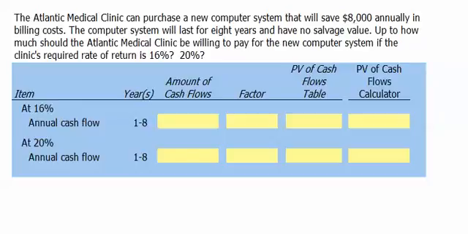The Atlantic Medical Clinic can purchase a new computer system that will save $8,000 annually in billing costs. The computer system will last for 8 years and have no salvage value. Up to how much should Atlantic Medical Clinic be willing to pay for the new computer system if the clinic's required rate of return is 16%? What if it's 20%? Let's begin with the 16% case.